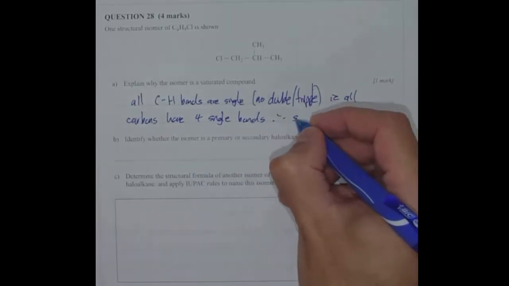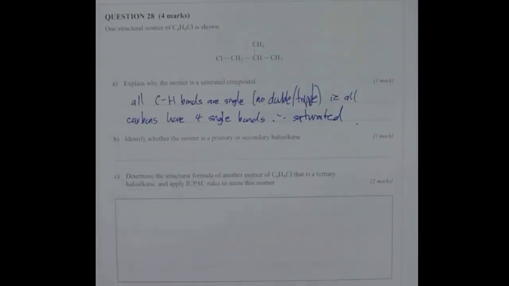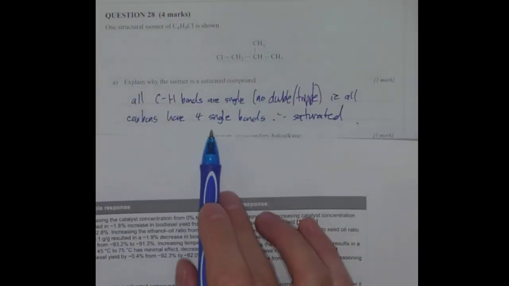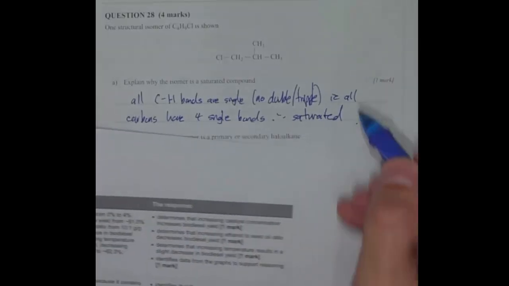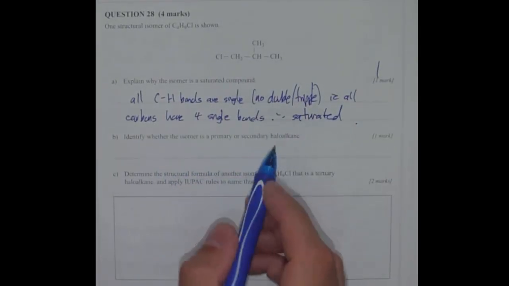Therefore, saturated. I don't know about these questions. Isomer saturated contains only single bonds. Yeah, whatever. All right. Identify whether the isomer is a primary or secondary halogenic alkane.